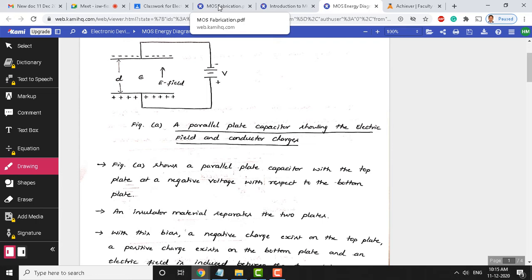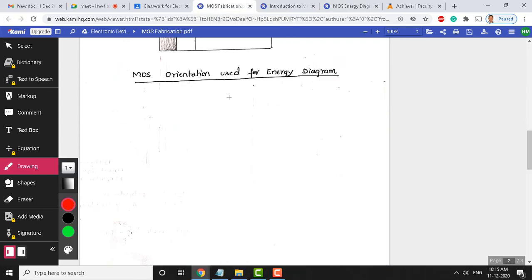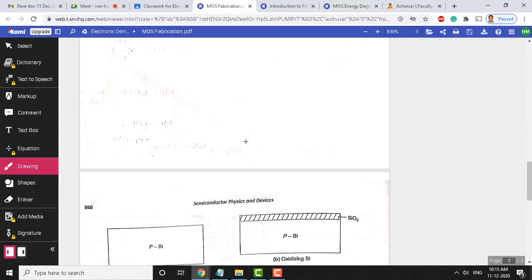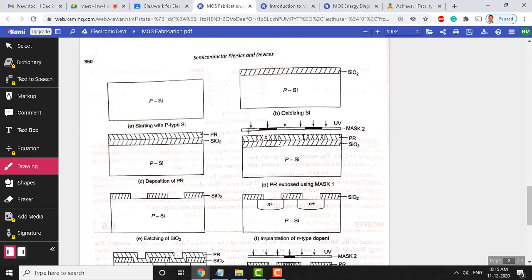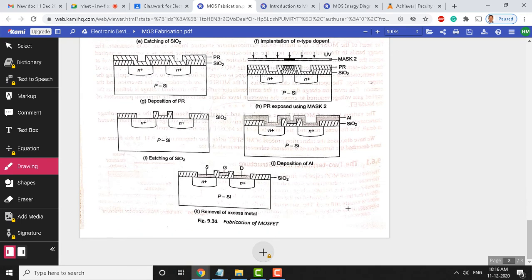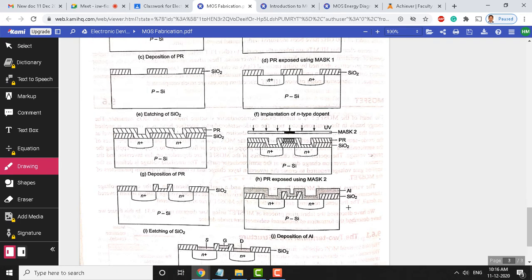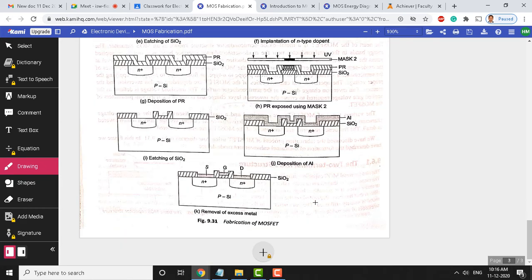Now, let us focus on MOS fabrication. How do we fabricate a MOS transistor? Here we have a step by step process which one needs to understand. This is taken from the textbook by Neamen, Semiconductor Physics and Devices. We have taken all these pictures from it. This will explain the fabrication of the MOSFET. You can see the final structure that we have shown at the bottom.